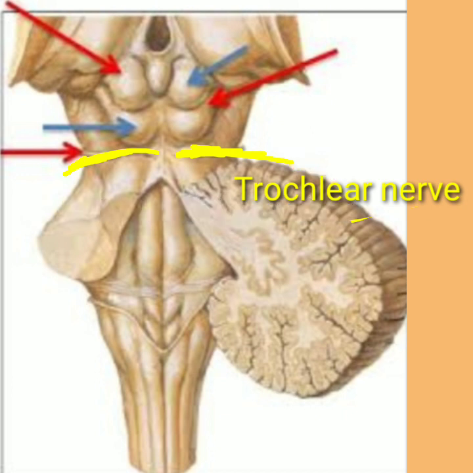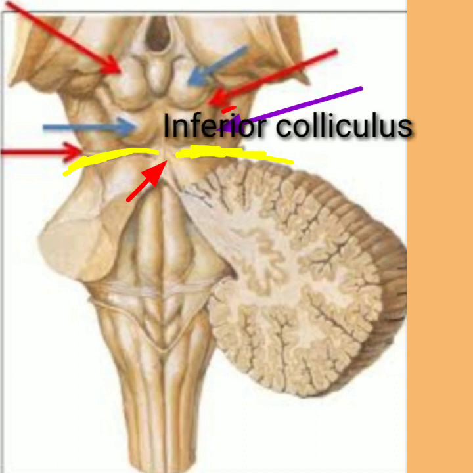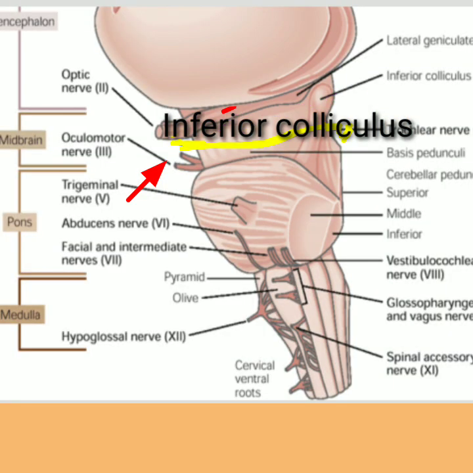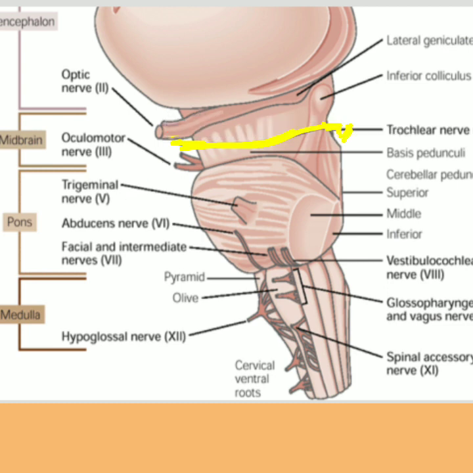The trochlear nerve is attached to the superior medullary velum, one on each side of the frenulum veli, just below the inferior colliculus. The trochlear nerve emerges from the posterior aspect of the midbrain, just below the inferior colliculus, on each side of the frenulum veli.